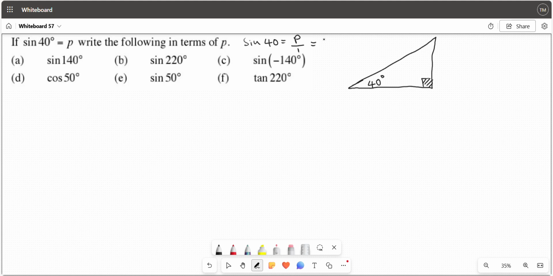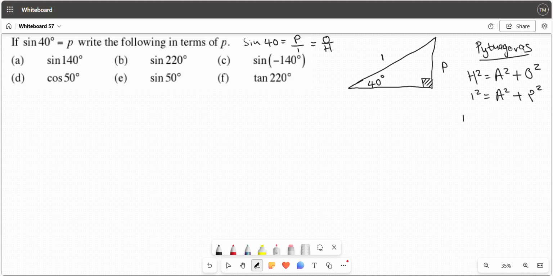And what is sine? Sine is opposite over hypotenuse. So where do I label my P? My P would be my opposite, and my 1 would be my hypotenuse. Then I use Pythagoras to complete that triangle. So Pythagoras always says hypotenuse squared is adjacent squared plus opposite squared. So my hypotenuse I do have. My adjacent is what I'm looking for. My opposite is the P, and it's squared.